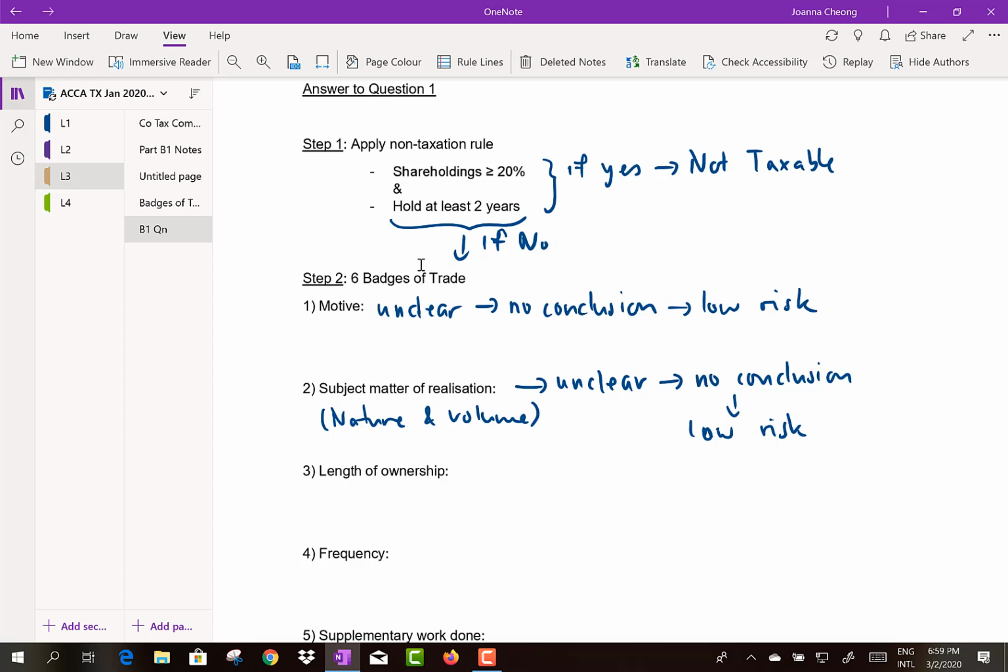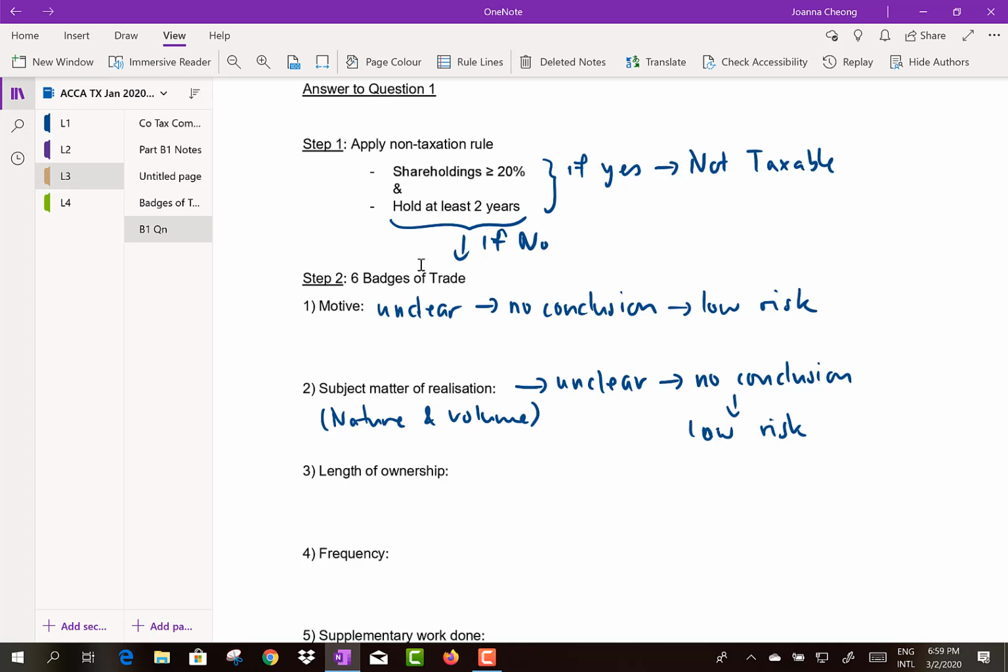Okay. Now, what about length of ownership? Do you think they hold on to the shares for long term? I think it's pretty long term, right? They bought sometime in 2011 or 2012, but they only sold in 2019.